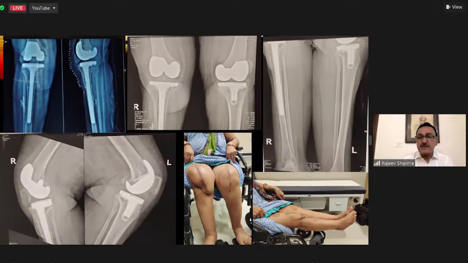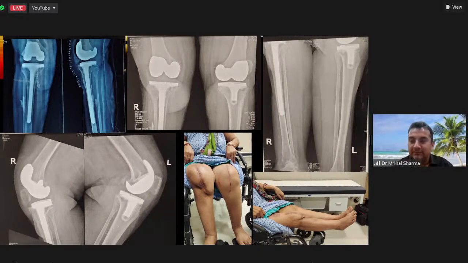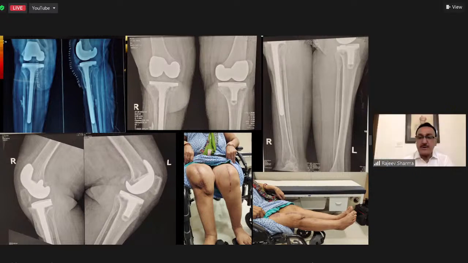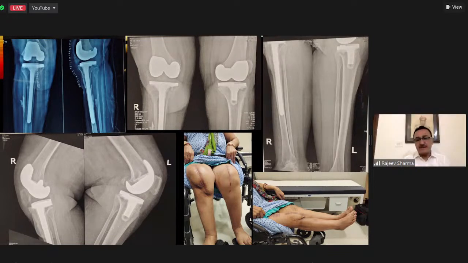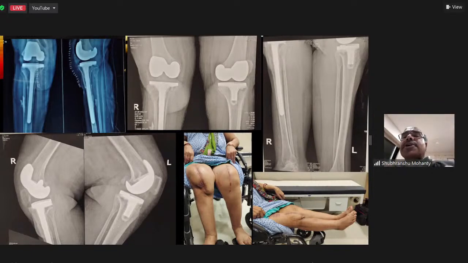So you just mentioned that you had to release the popliteus as well. Yes. That is an interesting point. Shubhranshu, what is your opinion about the release of the popliteus? I would rather not touch the popliteus in a valgus knee, because it is the only stabilizer on the lateral side. Very good point. We release the posterolateral capsule, IT band, etc., but the popliteus I don't touch in a valgus knee.